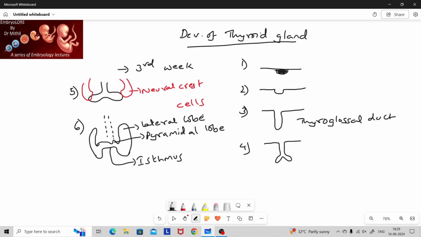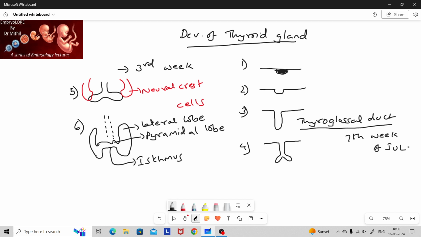Now let us see where the cells are coming from, the histogenesis. Before that, let us see once again the thyroglossal duct. It grows downwards and slightly forward, and by the seventh week of intrauterine life it reaches the definitive position. Its tip becomes solid cells and soon bifurcates, and the bifurcated tip of the thyroglossal duct gives rise to the two lobes we have seen, connected by an isthmus.